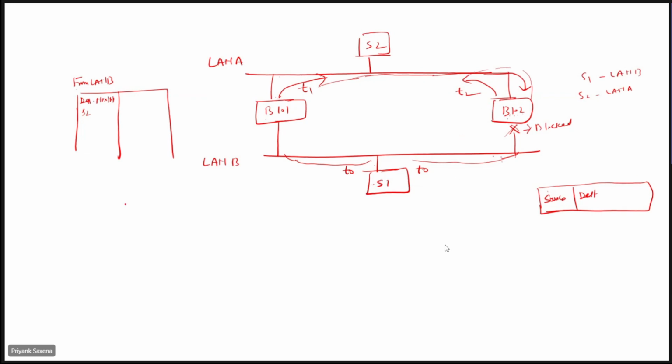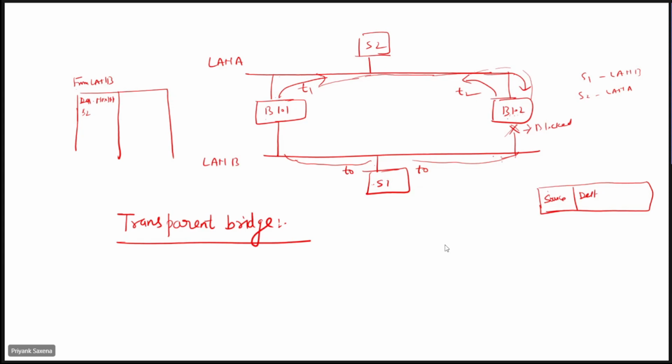So there is a concept of a transparent bridge. What is a transparent bridge? A transparent bridge is one whose existence is not known to the stations, though it interconnects similar LANs. Always remember, the bridge is used to interconnect similar LANs. Similar LANs means the LANs which are using similar characteristics, similar protocols, right? So two Ethernet LANs can be joined together.